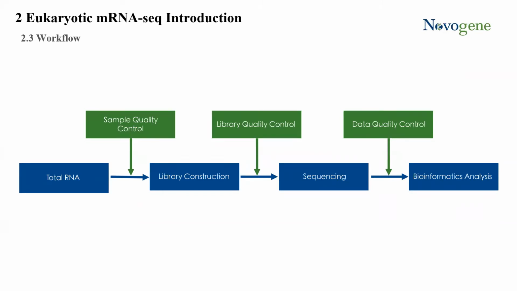But very briefly, it starts with us receiving your sample, which is usually total RNA. After we receive your samples, we will perform our internal quality control, library preparation, library quality control, sequencing, data quality control, and bioinformatic analysis. I will briefly tell you a little bit about all these stages.